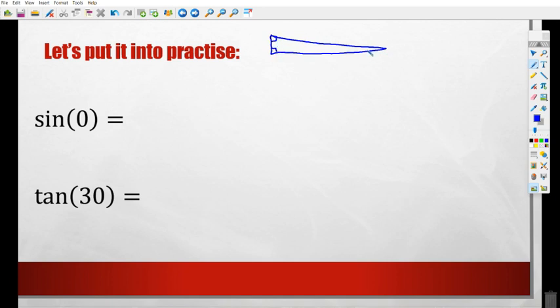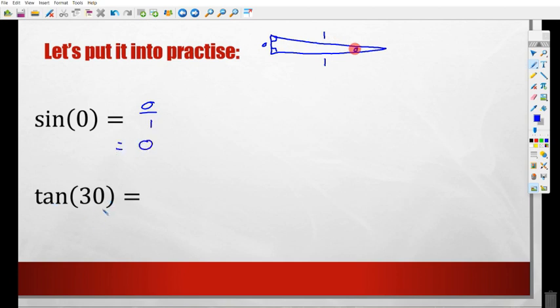Okay, so we've got 90, 90, and a 0. And that's 1, that's 1, that's 0 over there. All right, so sine of 0, we go to the 0 degree angle. There he is. And opposite over hypotenuse, so it's 0 over 1. And 0 over 1 is 0.